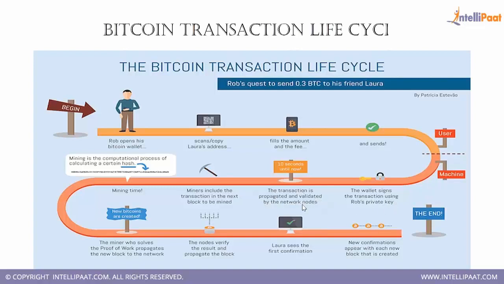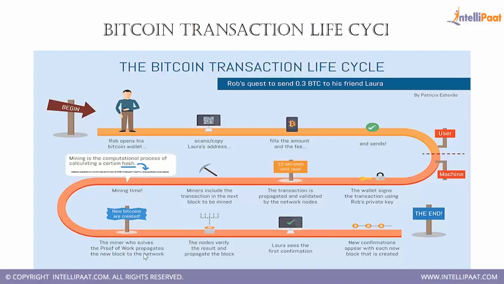The transaction is propagated and validated by the network nodes. Miners include the transaction in the next block to be mined. Mining is basically the computational process of calculating a certain hash. And certainly, new Bitcoins are created.